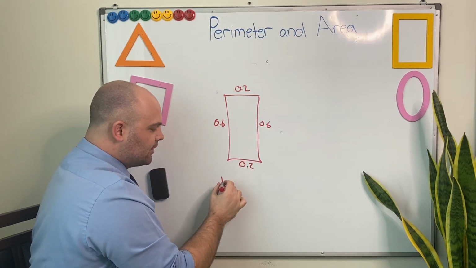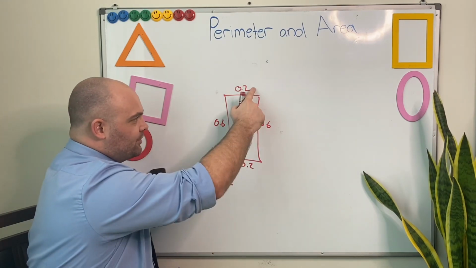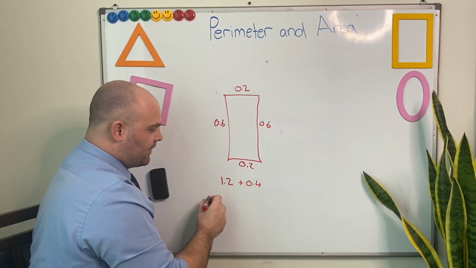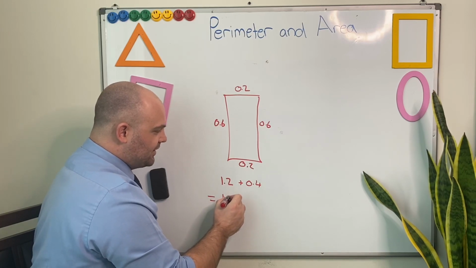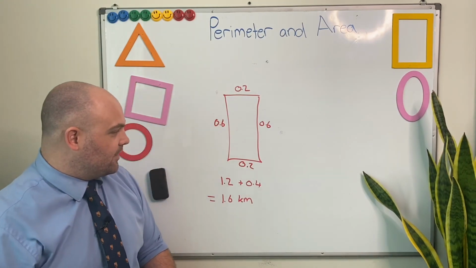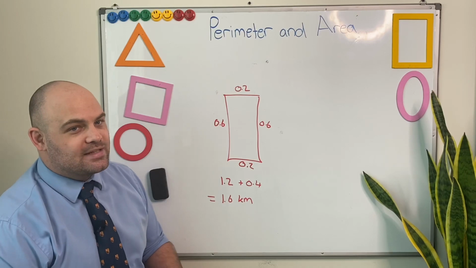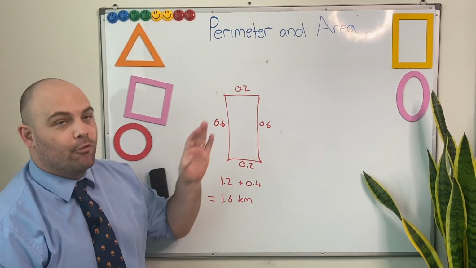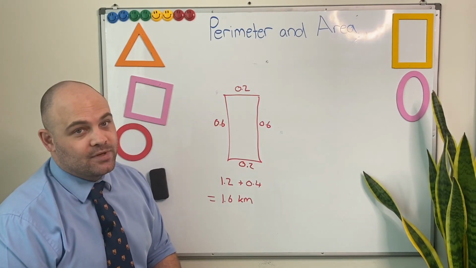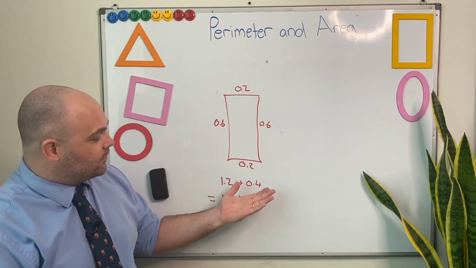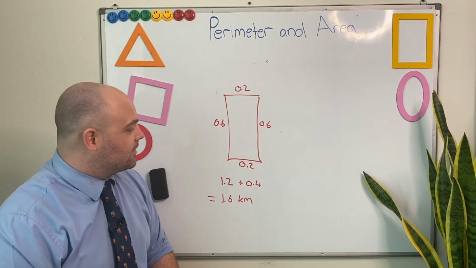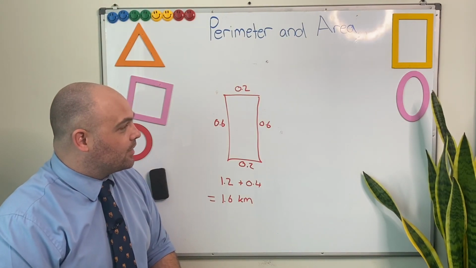0.6 plus 0.6 is 1.2. 0.2 plus 0.2 is 0.4. And if I add those, I get my total distance as 1.6 kilometers. Now, the thing that we can take away here is that when we're working with perimeter, and for these examples, we'll only use the perimeter of a rectangle, but for all of these examples, we just need to add the length and breadth together, and then we get the answer.